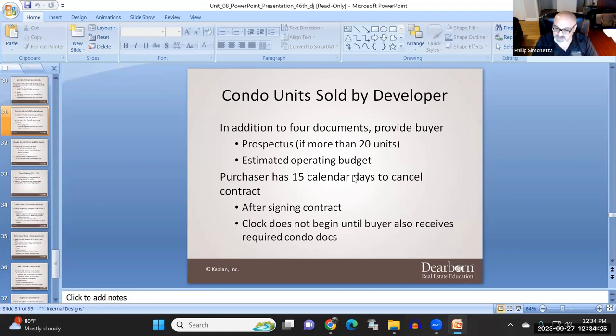So if you get the contract, but you don't get the docs till 2 weeks later, it doesn't start till then. If you never give them the docs and they ask you 2 days before closing, they can back out of that deal and get their money back. So you have to make sure everything's given to them and it's documented. There's a form. When they receive the docs, they sign a form saying they received it, so you have it in the file, right? Everything's documented.